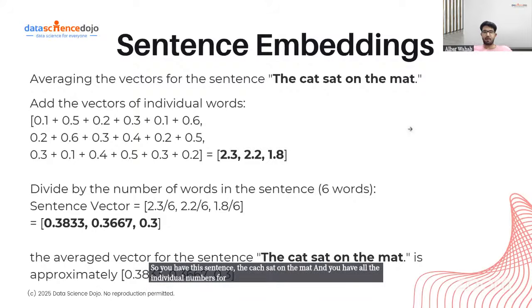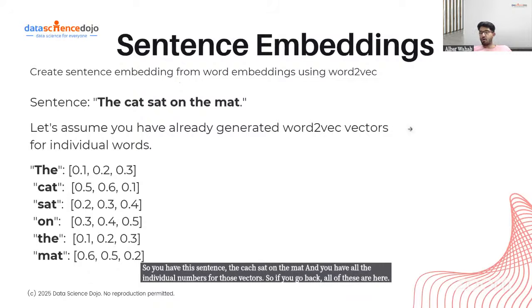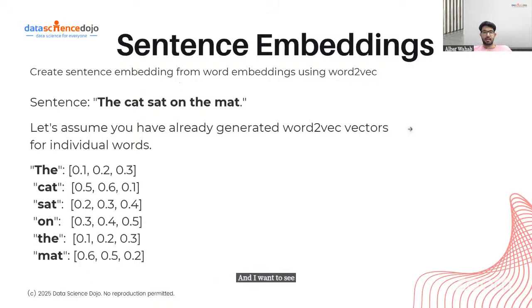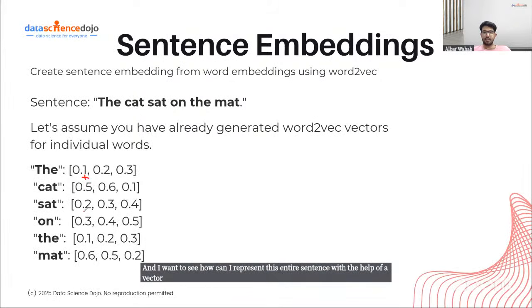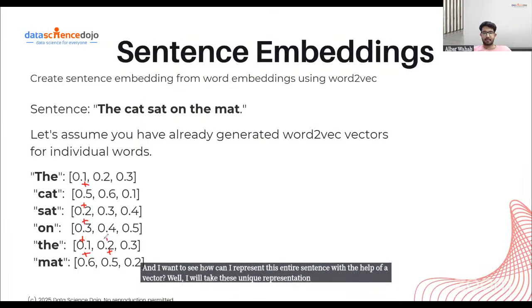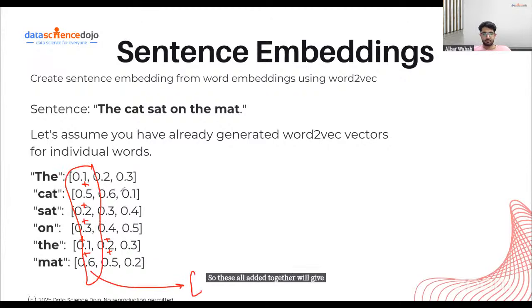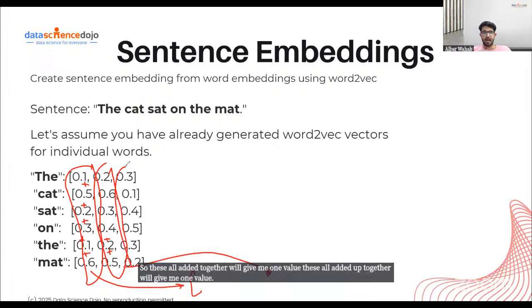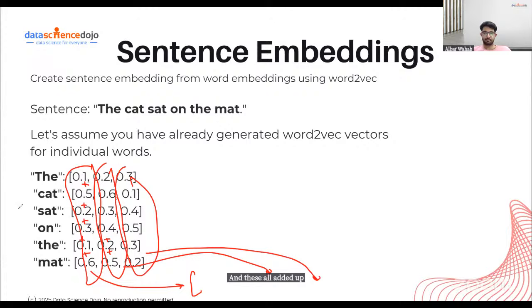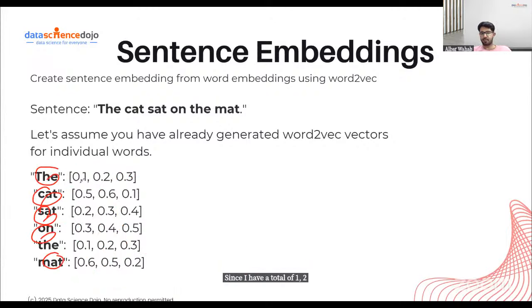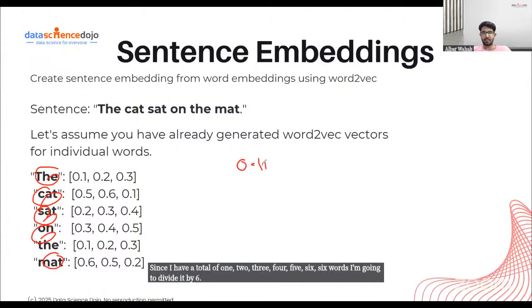So if you go back, all of these are here. And I want to see how I can represent this entire sentence with the help of a vector. Well, I will take these unique representations and add them up together. So these all added together will give me one value. These all added up together will give me one value. And these all added up together will give me another value. Since I have a total of 1, 2, 3, 4, 5, 6 words, I'm going to divide it by 6.